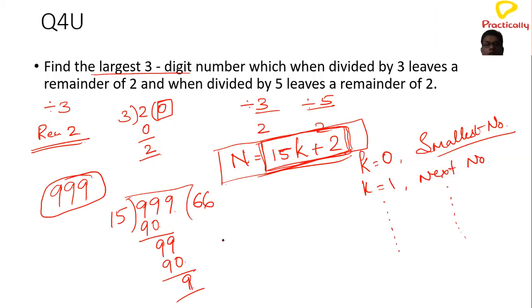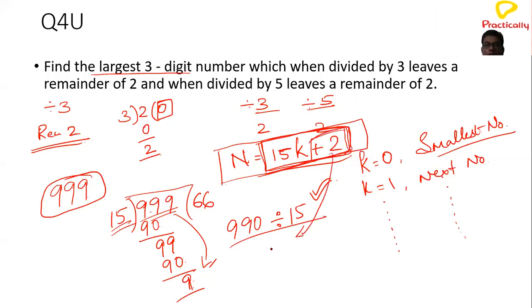Means what? 999 when divided by 15 gives me a remainder of 9, means 990 is divisible by 15. That's what it means. So if I remove this remainder from 999, I get a number which is divisible by 15. Now, if 990 is divisible by 15 and I am looking at a number which is 2 more than that, my number that I'm talking about is 992.